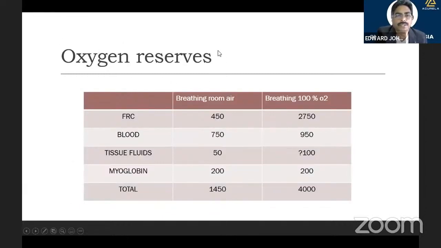So coming to the oxygen reserves, what are the oxygen reserves? Suppose you are inspiring room air, the oxygen reserves will be low. FRC will be 450, blood 750, tissues 50, myoglobin 200. So it will come to around 1400 only. But when you are inspiring 100% oxygen, the oxygen reserve is increased. See, the FRC is equivalent to 2750, blood 950, myoglobin 200. So it comes to around 4000, 4 liters. So the oxygen reserve will be increased to 4 liters when you inspire 100% oxygen.